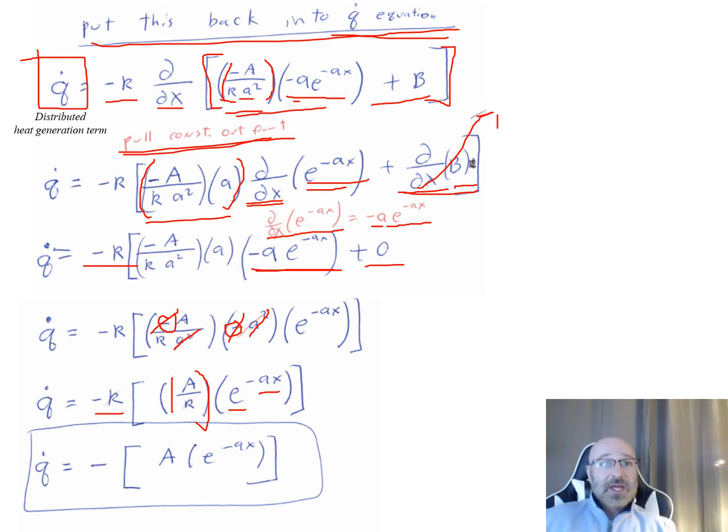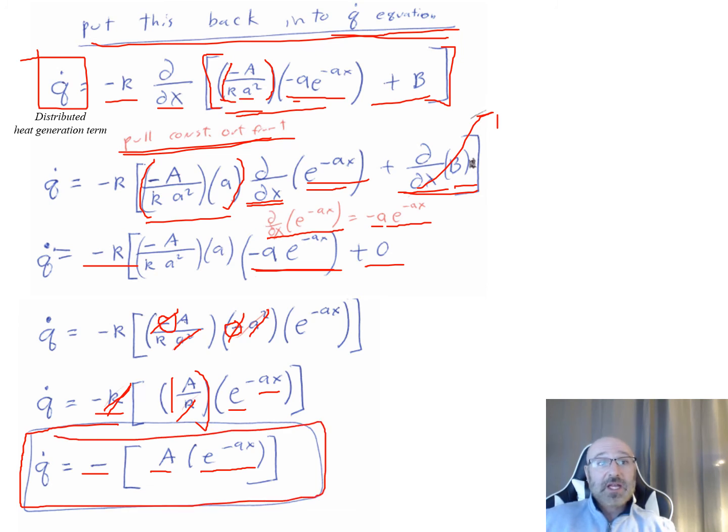Well, we have a k here and a k here. Those can cancel out, still leaving us our negative out front. Reduce that down, and now we're left with our capital A constant times e to the negative Ax. So this is now our relationship for our distributed heat generation term. Our q dot is equal to negative A times e to the negative Ax.